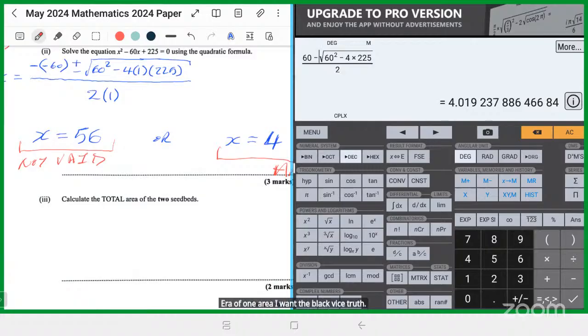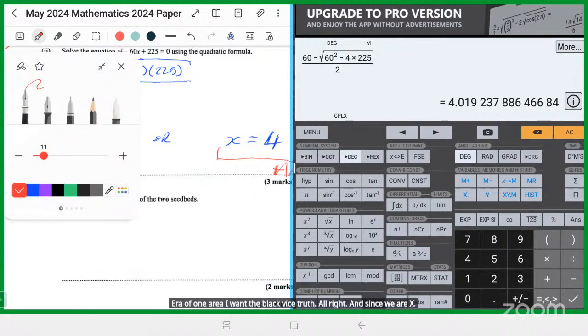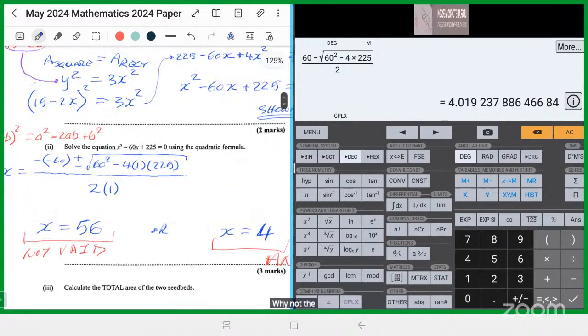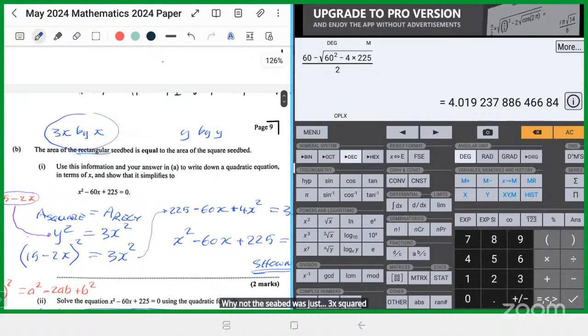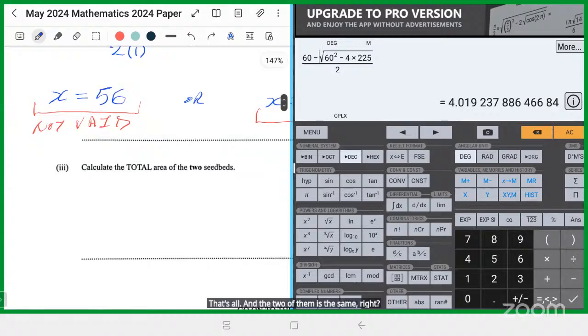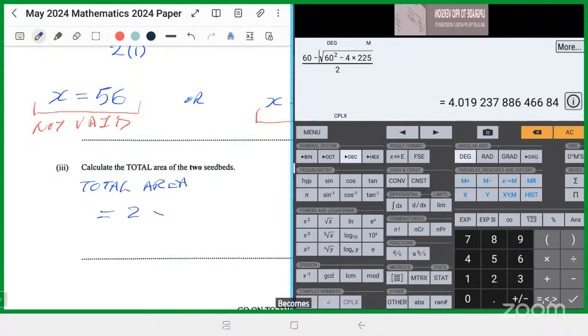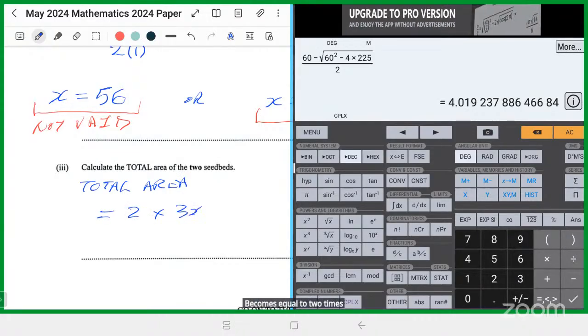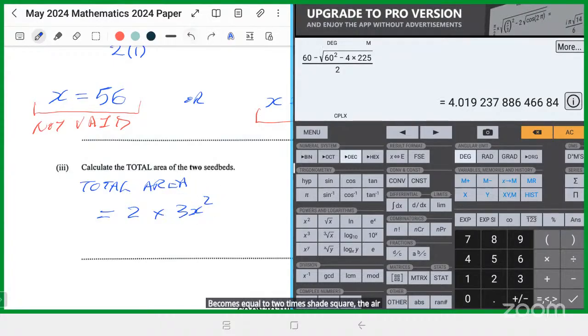All right? And since we have x, we know the value of x. We're not going to waste time and calculate the value of y. We don't need it. The area of one seedbed was just 3x squared, right? And the two of them are the same. So the total area becomes equal to 2 times 3x squared, the area of one of the seedbeds. And the two of them were the same, that's why I'm multiplying by 2.